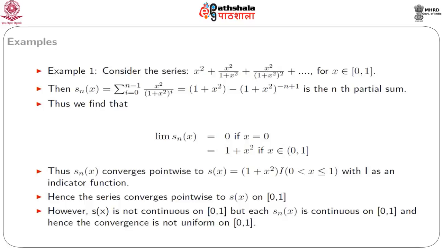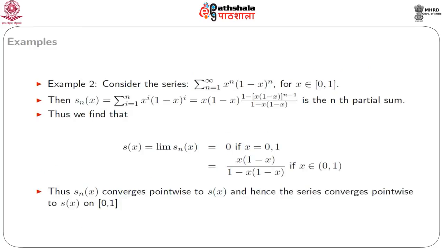Thus, S_n(x) converges pointwise to s(x), which is defined as (1 + x²) multiplied by the indicator of 0 < x ≤ 1. Hence, the series converges pointwise to s(x) on the closed interval [0, 1]. However, s(x) is not continuous on the closed interval, but each S_n(x) is continuous on [0, 1], and hence, as we have seen from the consequences of uniform convergence, the convergence is not uniform over the unit interval 0 to 1.